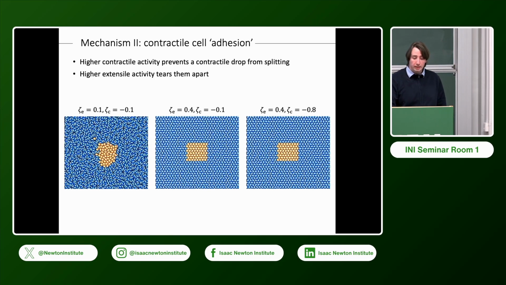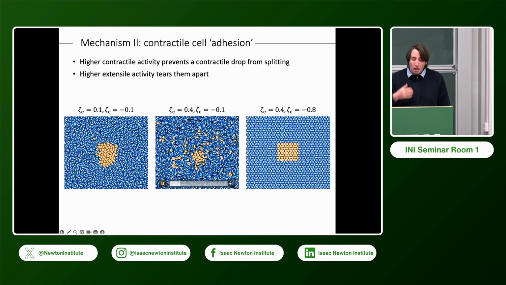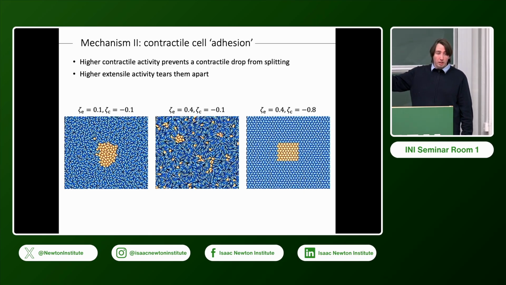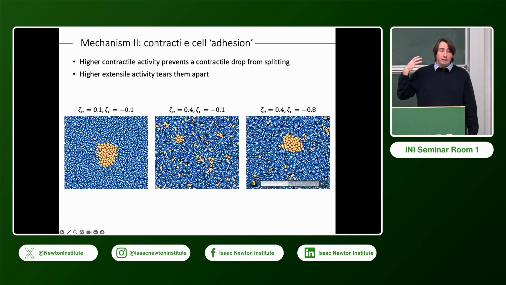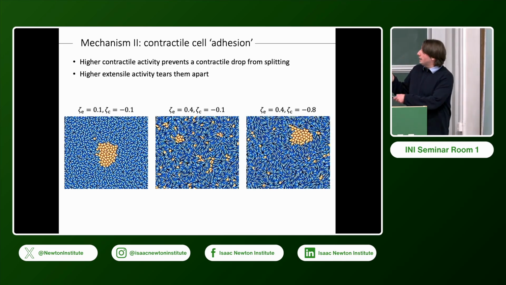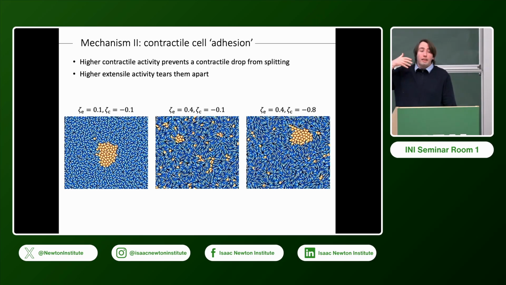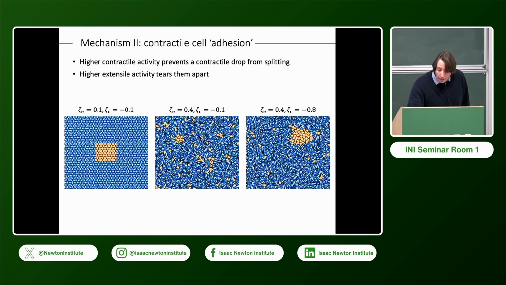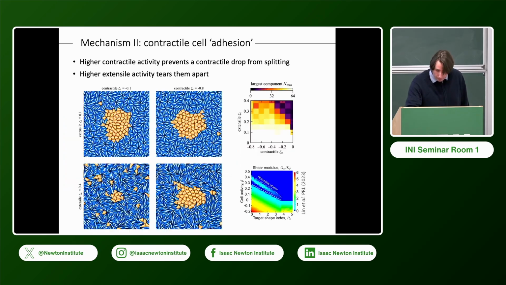If you then increase the extensile activity, the activity is going to tear apart the droplet because it becomes much more turbulent, much more active. But then if you increase contractile activity, the droplet again sticks together, even if we're still at high extensile activity. In some way, which we're not entirely clear about, contractile activity acts to adhere the cells together.